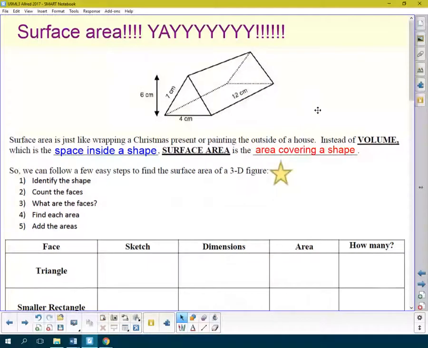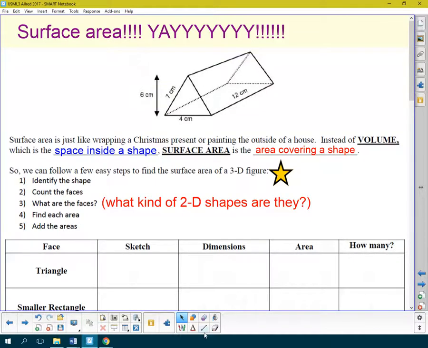The truth is, there's a couple of quick and easy steps you can use to find the surface area of a 3D figure. You need to first identify the shape. You need to count the number of faces, the number of sides that it has, figure out what those faces are, what kind of 2D shapes they are, find the area of each face, and then add up all the areas. That'll help you best find the surface area, the area covering that 3D shape you have.